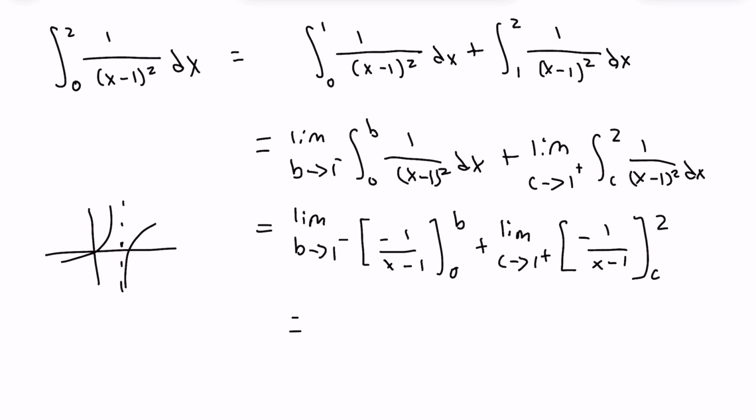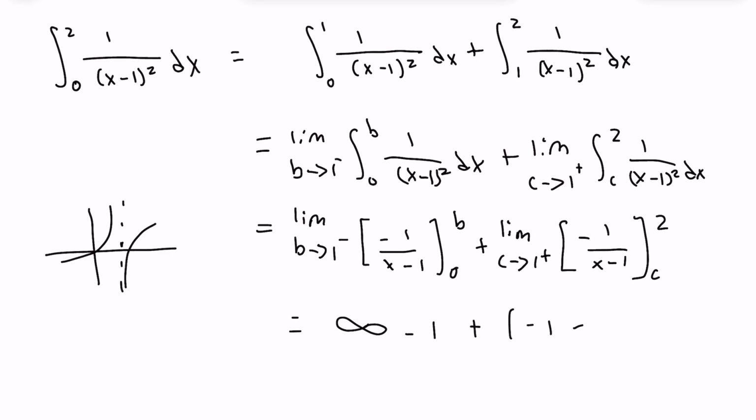So knowing that, we can substitute in b. So b is 1 from the left. When we substitute in 1 from the left, we get infinity. And then when we substitute in 0, we get negative 1 over (0 minus 1), which is 1. So we can subtract 1. And then to this, we can add: when we substitute in 2, we have negative 1 over 1, which is negative 1.